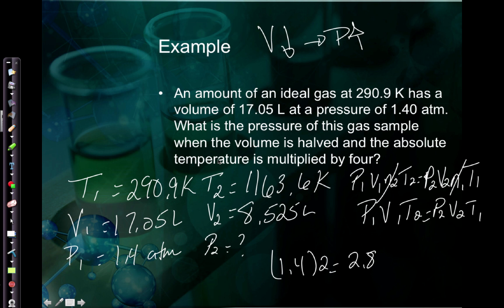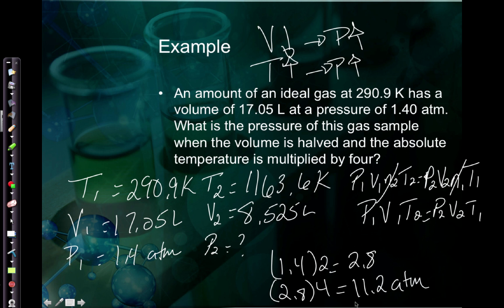Now we need to think about the temperature, because the temperature is going up. If I know the temperature is increasing, then I know the pressure is also increasing. So if the temperature goes up by 4, the pressure should also go up by 4. So I'm going to take my new pressure here, and I'm going to multiply it by 4. So 2.8 multiplied by 4 would give me 11.2 atm. And this is my new pressure.